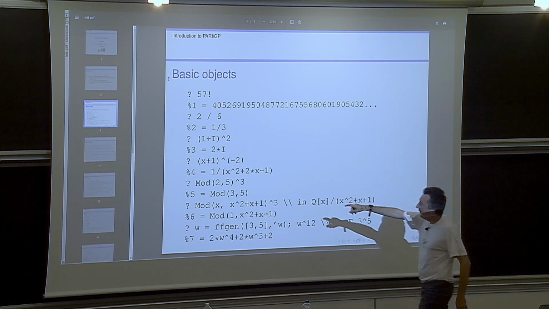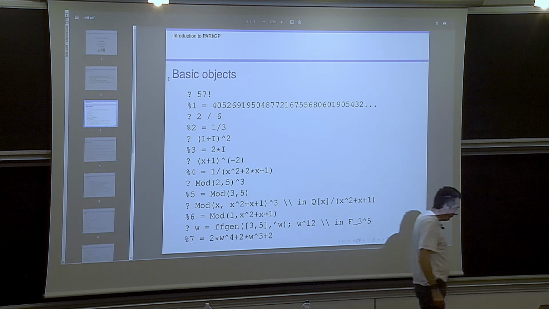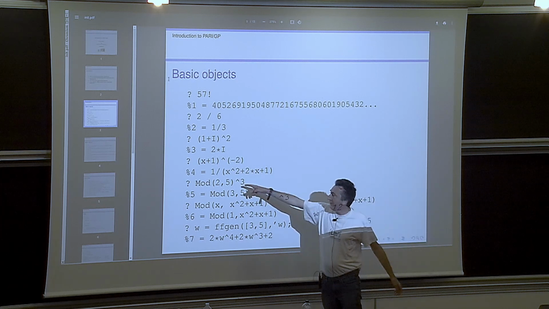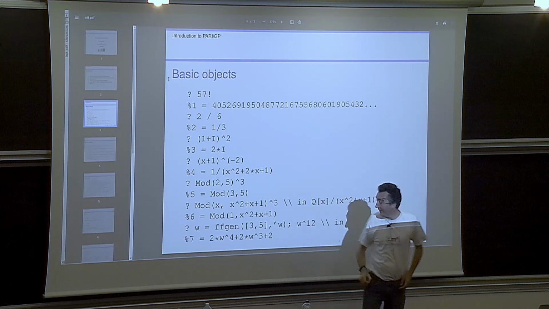The third one is more complex. Mod(2,5) is the class of 2 modulo 5. So it's an element of the field with 5 elements. And so you cube it and you get 3 mod 5.